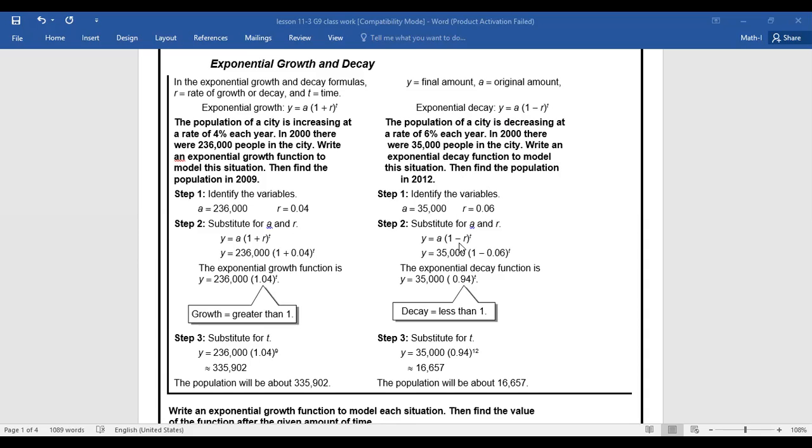After that, we will substitute, and don't forget, this one was decay, so the formula will be 1 minus r. Then we will substitute. When you compute 1 minus 0.06, you find it's 0.94, and it's less than 1. For this reason, it's decay. We will substitute, and then we find that the population will be about 16,657. So this is how we can use exponential growth and exponential decay to calculate real life applications.